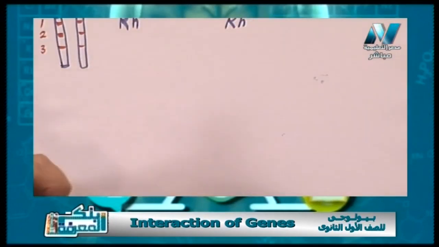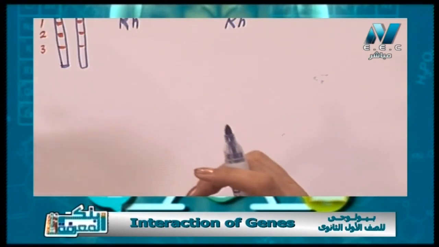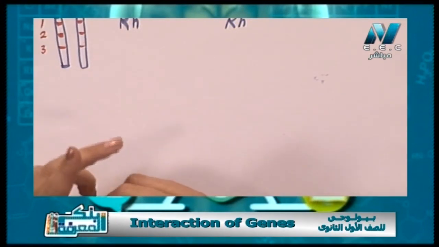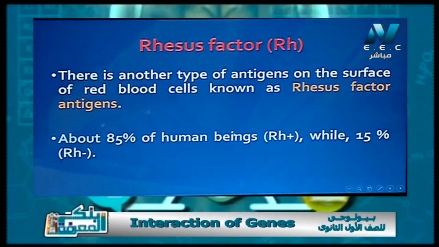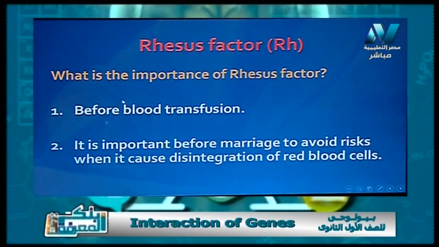Okay? This makes most people Rh positive, because we have 6 genes. So about 85% of human beings are Rh positive, and only 15% are Rh negative. What is the importance of studying the rhesus factor? Before blood transfusion, we need to know whether the person is positive or negative. Otherwise, it causes many complications and can lead to death.